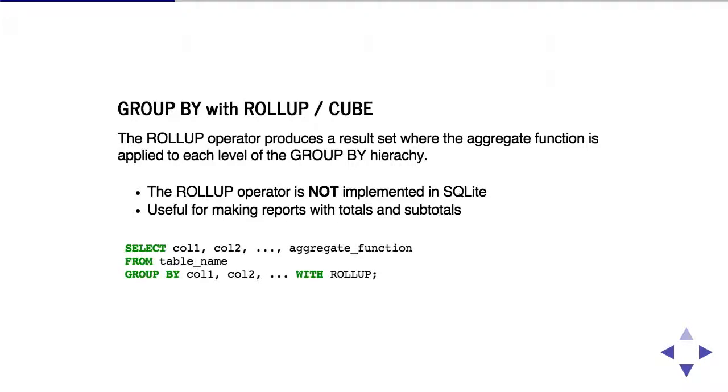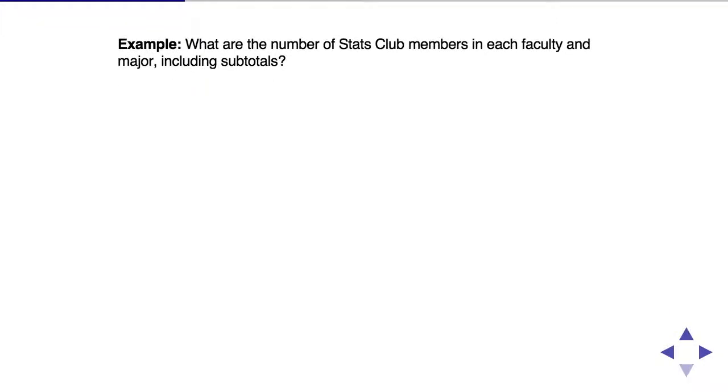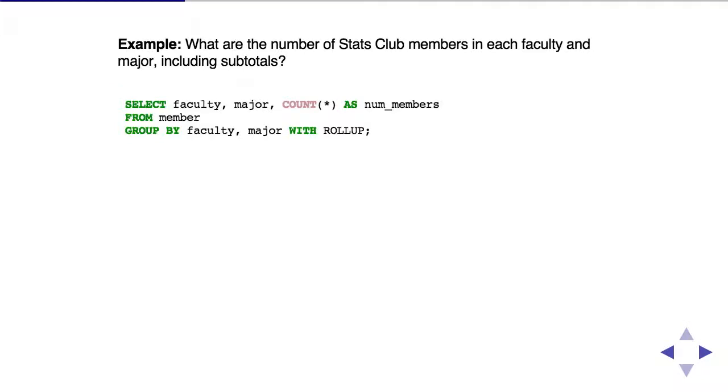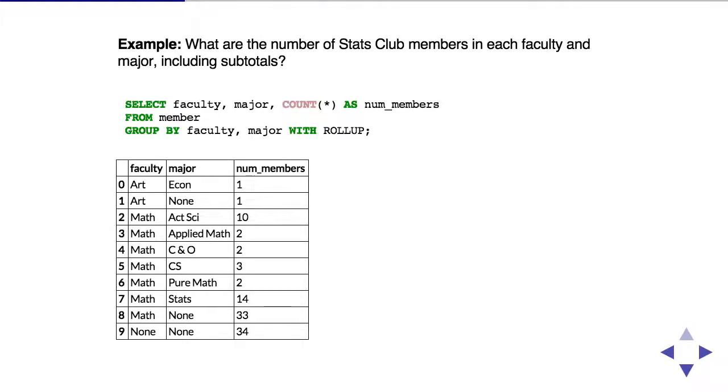What we do here is select like our regular group by statement, and in the group by clause, we end up with rollup. Some implementations of SQL use cube instead, but it pretty much does the exact same thing. So, for instance, what is the number of Stat Club members in each faculty and major, including the subtotals? So, select faculty, major, and we do a count from member, group by faculty and major with rollup. If we could implement this in SQL, this is how it would return.